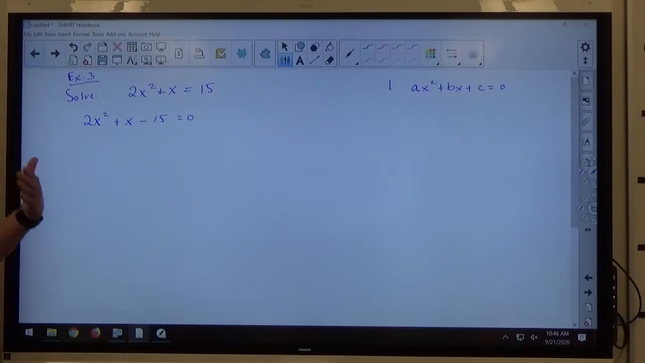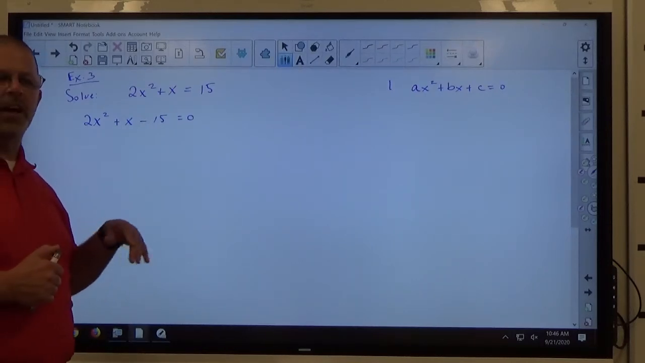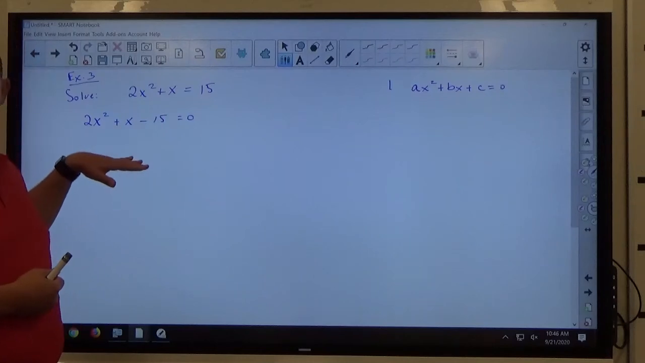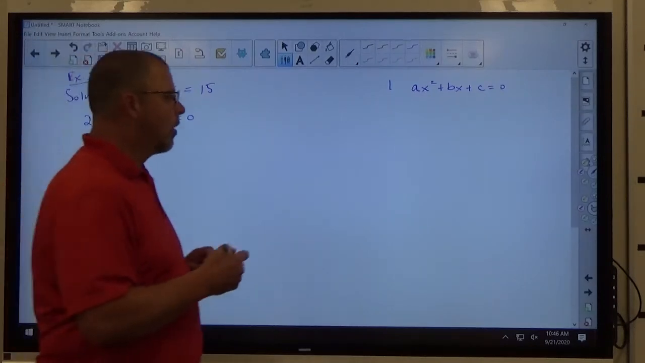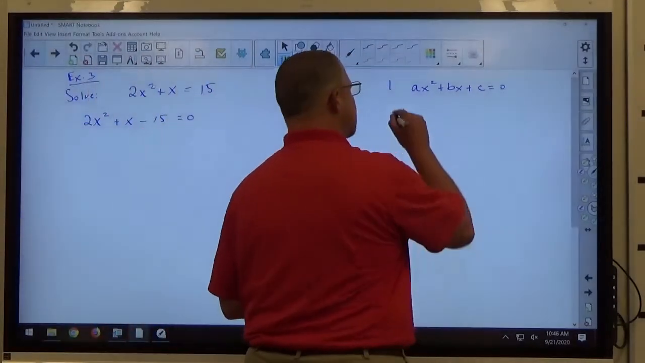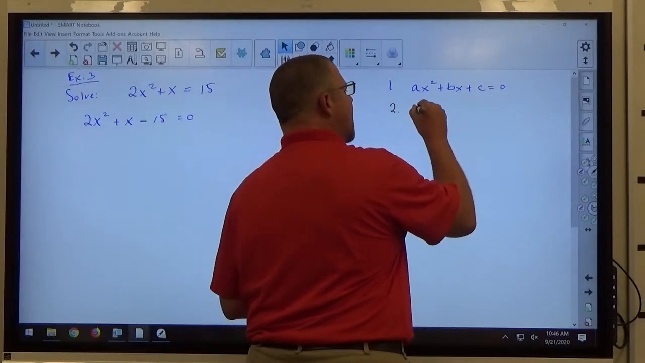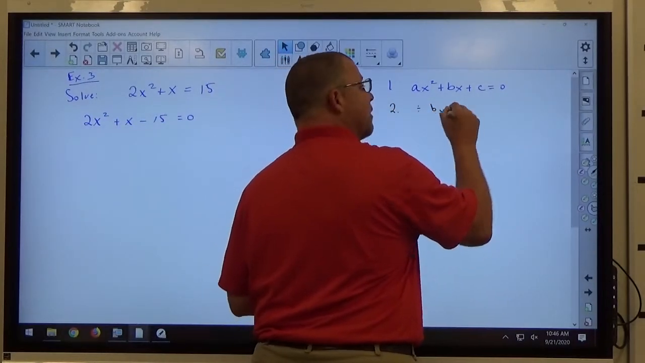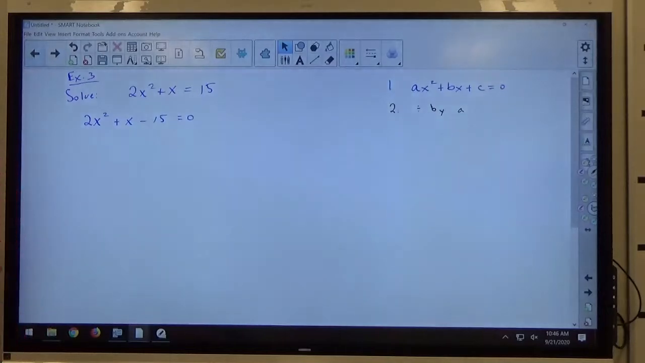But they want us to complete the square. They want us to learn how to complete the square. So we're going to practice this technique on this problem, even though factoring would work if you want to. All right, so step 2 is divide by a if there is an a that isn't 1.